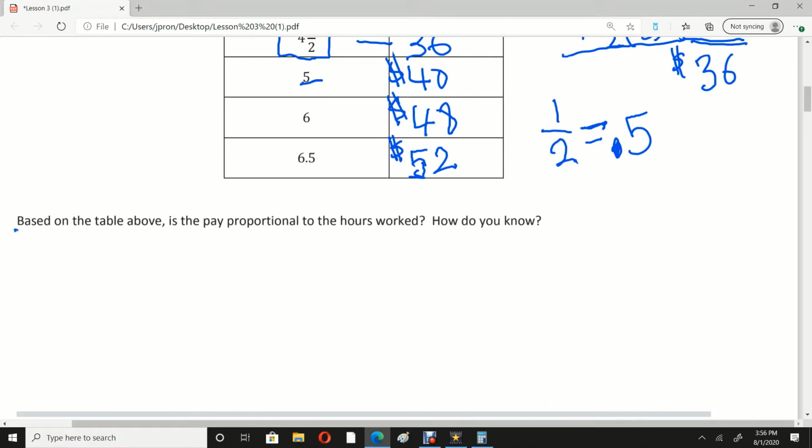Okay, so based on the information in the table, is the pay proportional to the hours worked? What do you think? Okay, now explain your thinking. How do you know? Remember, use complete sentences, complete thoughts, 90 seconds. Give me an explanation of how you know.